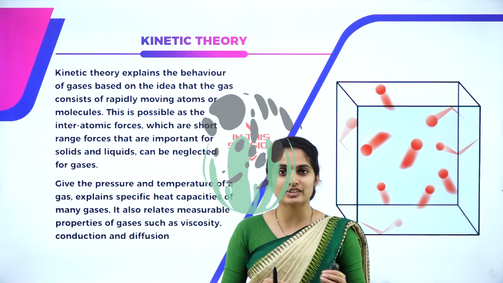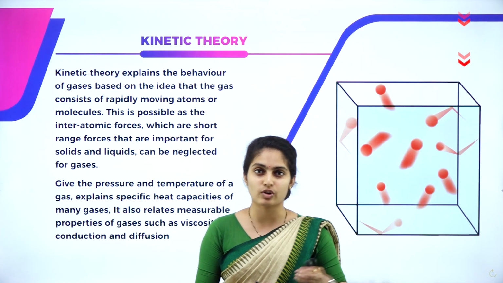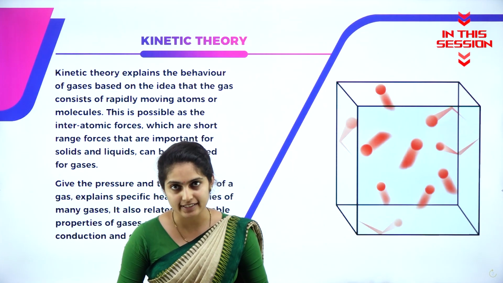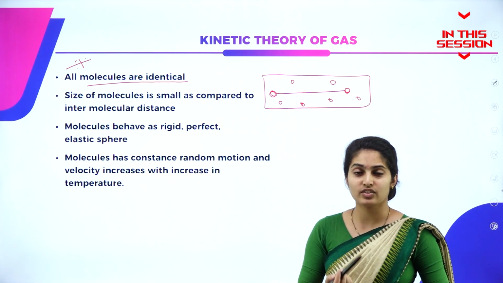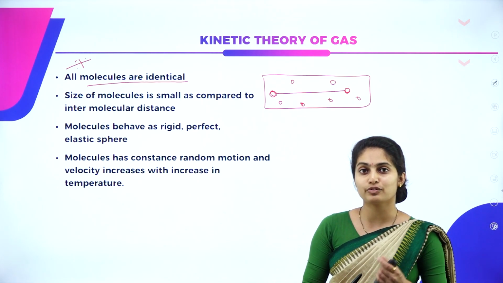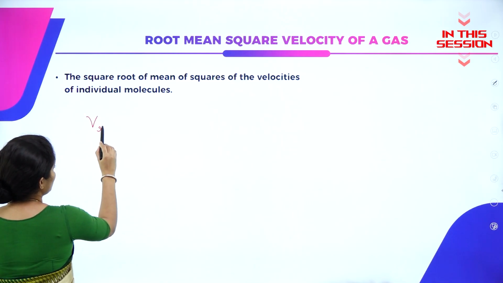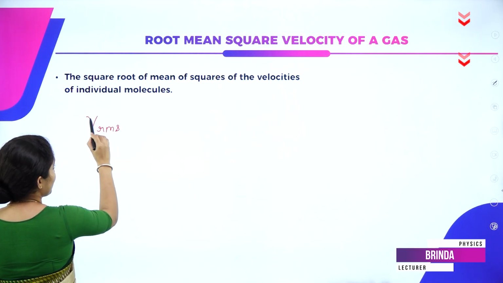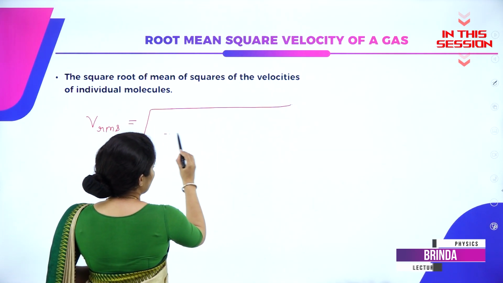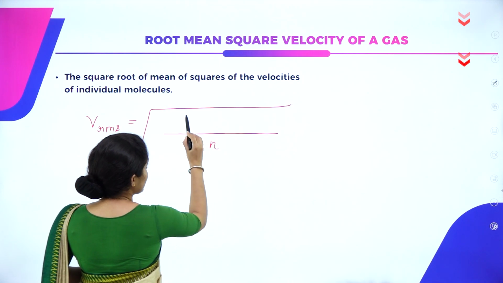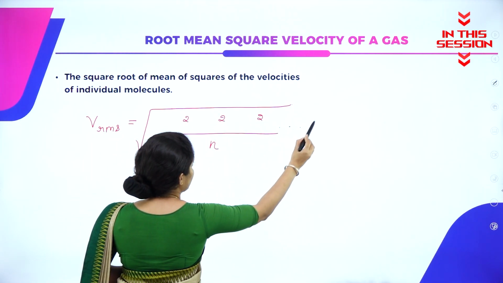Liquid is the one which is having intermolecular forces of attraction very much less than that of the solids but greater than that of the gas. The intermolecular distance is very much greater than the size of the molecules. Root mean square velocity is given as the square root of the mean of the square of the velocities of the molecules.